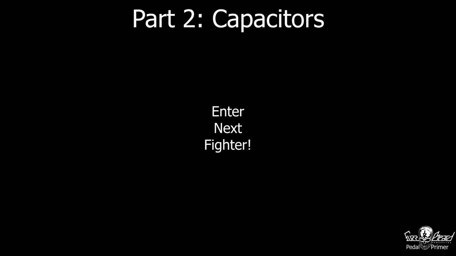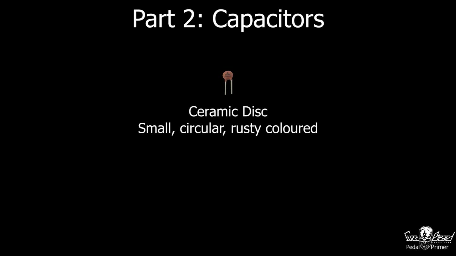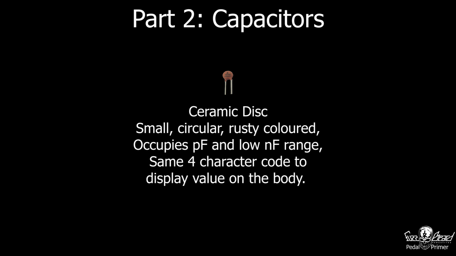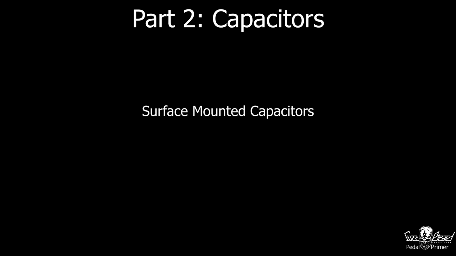Next up is the ceramic disc capacitor. These are small, cheap, circular, usually a reddish or orange kind of color. They occupy the picofarad range and the very lower end of the nanofarad range. Due to their smaller size, these tend to utilize the same code as the ones that you see on some polybox capacitors. Another type of capacitor to be aware of is surface mount capacitors.